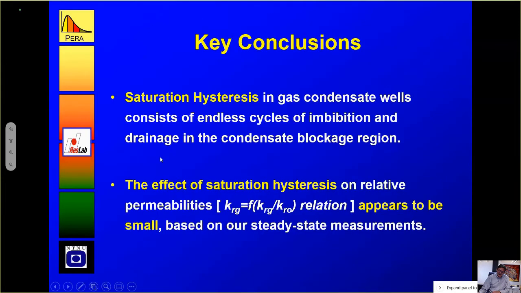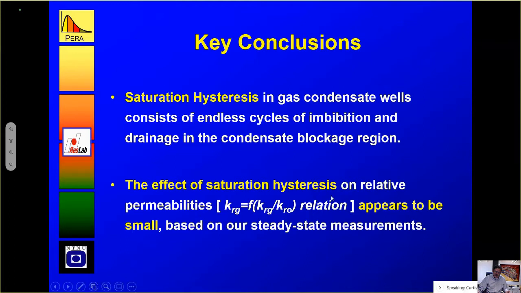And then basically the main conclusion: saturation hysteresis in gas condensate wells consists of endless cycles of imbibition and drainage in the condensate blockage region. One of the reasons this was a big deal is that there were papers, even at the same conference, and for the last 15 years before the paper, arguing: is condensate blockage an imbibition or drainage process? Ragamon or Jones, there were all sorts of discussions about it, but in reality, this was just to end that discussion: it's neither, it's both, so get over it.